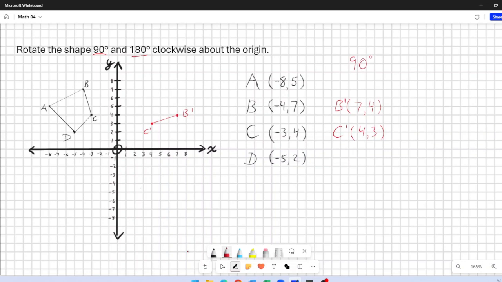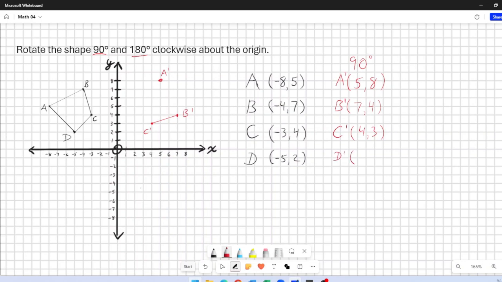You can see that negative 8 and 5, that's going to flip over. So instead of negative 8 and 5, we're going to have 5 and 8 this time. Okay, so let's find that on the grid. So 5 and 8, that's going to be A prime. Got the prime logo.